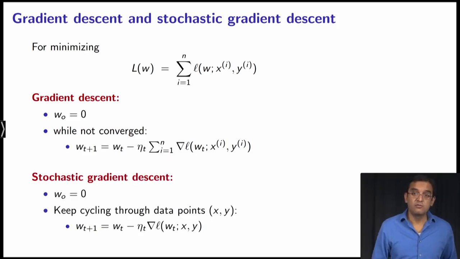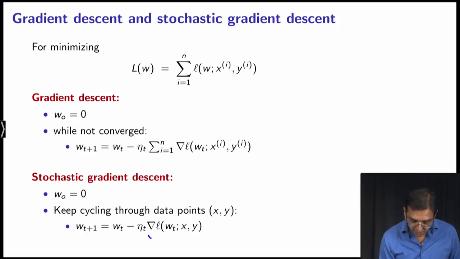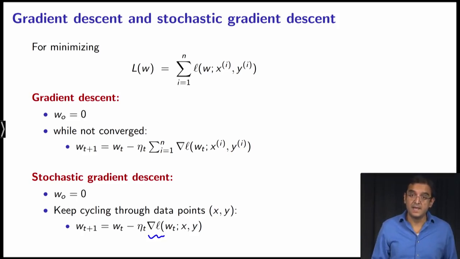The stochastic gradient descent version does something quite similar, except that each update only involves one data point. Again, it starts w at 0, but now it cycles through all the data points, and when it gets to data point x, y, the update just involves the derivative of little l at that specific point x, y. So it's something much simpler and quicker. And in the case of a very large data set, it's something much more practical.